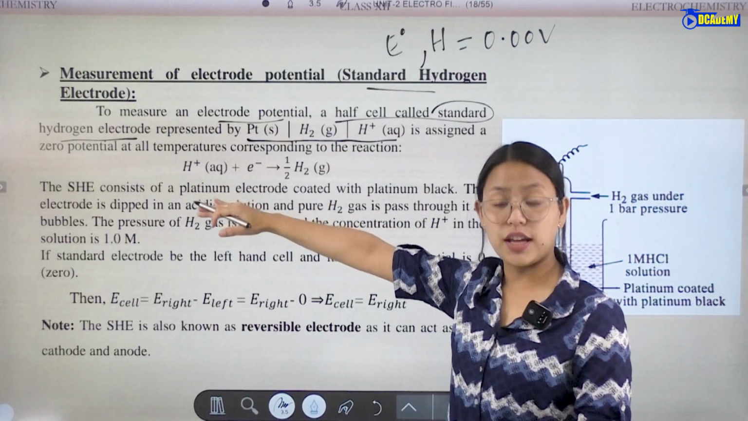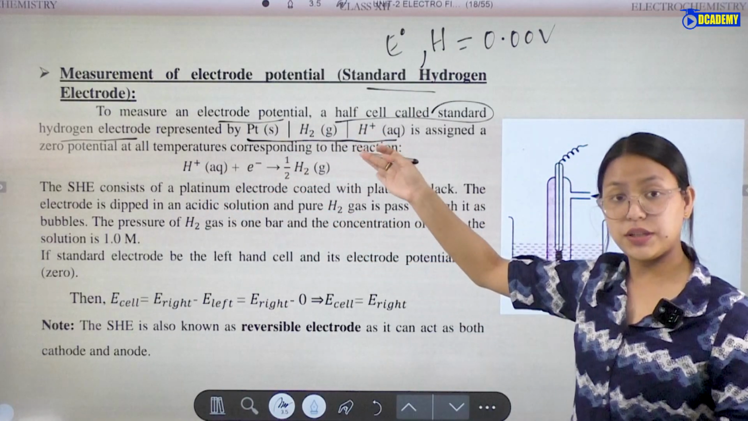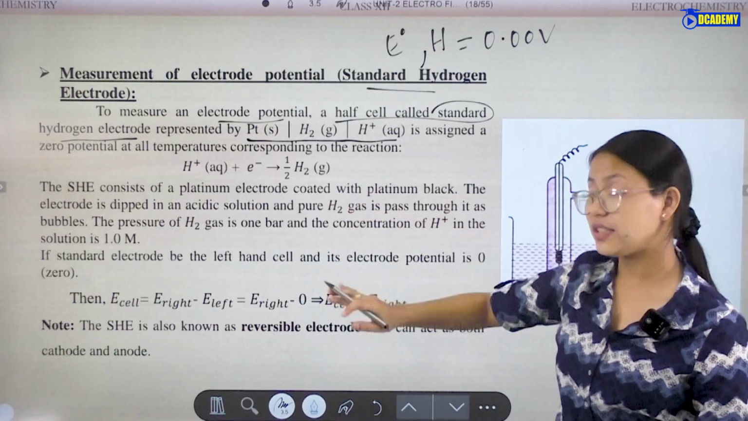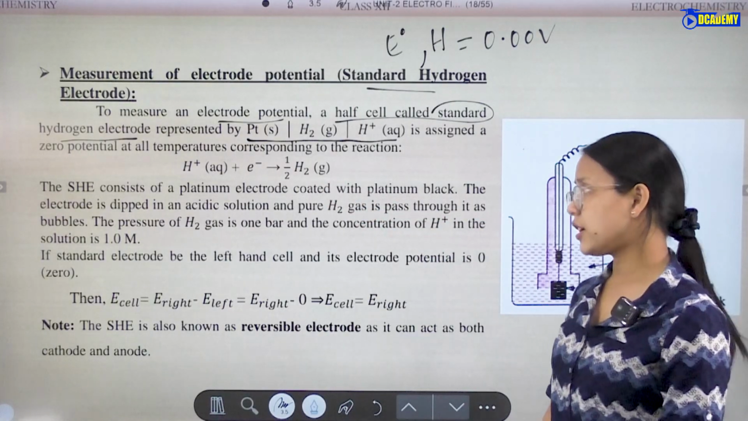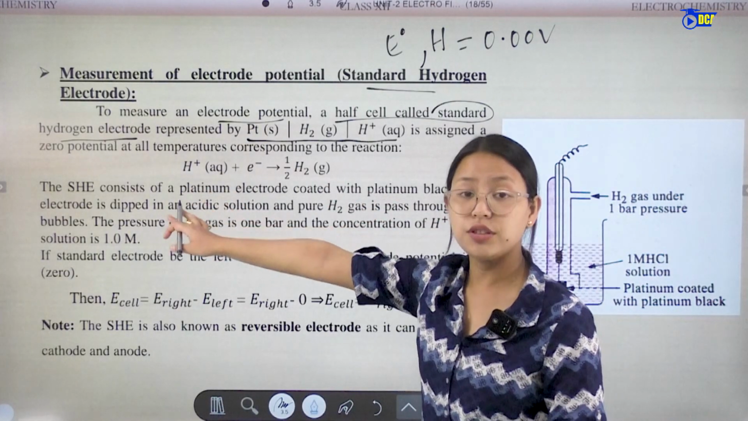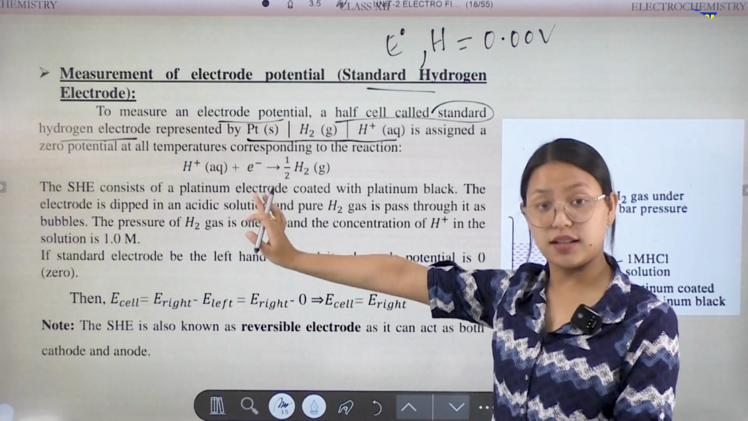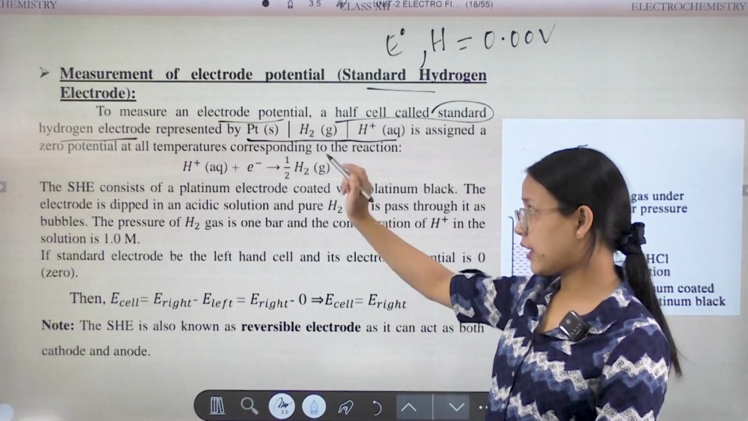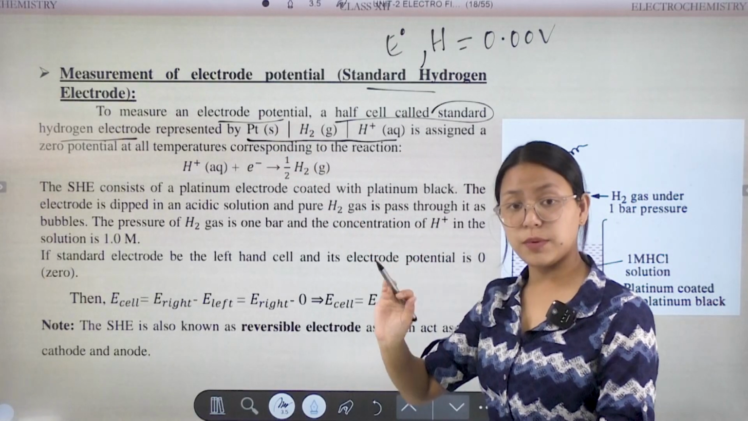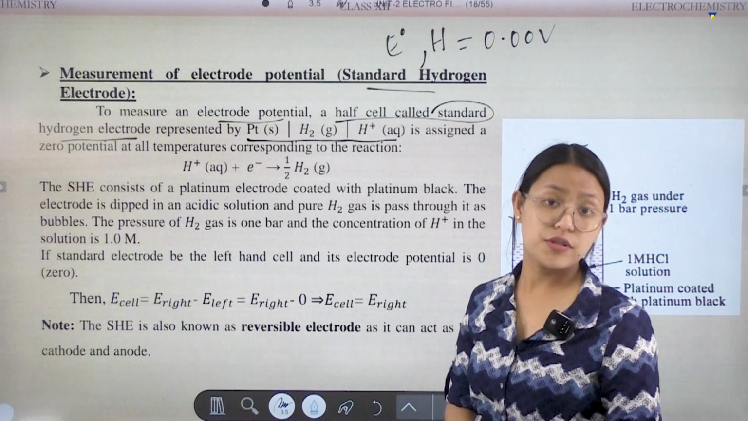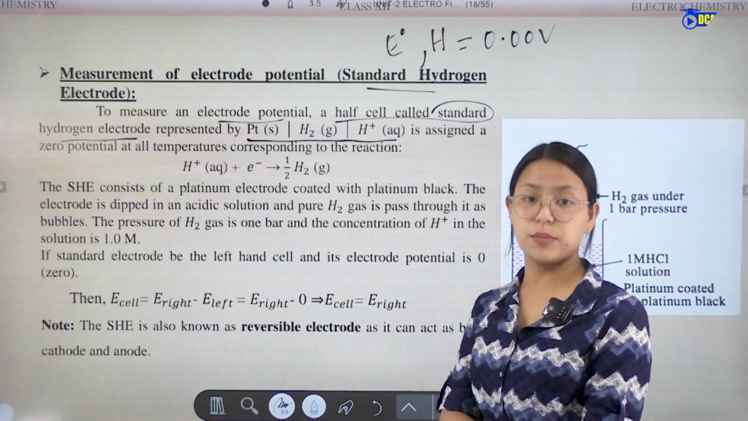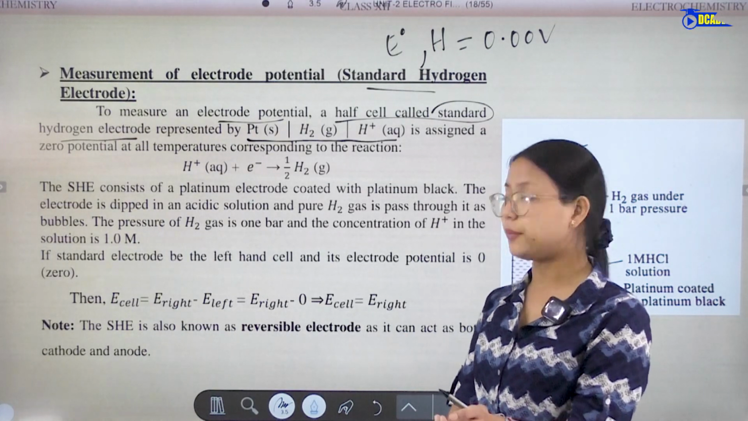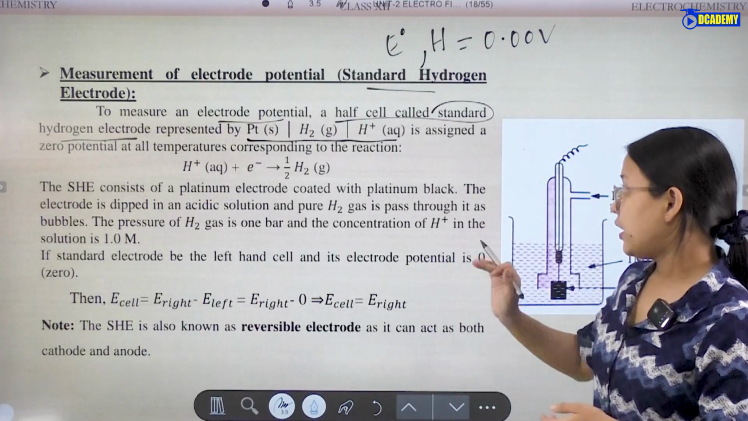This one is the reaction, from the previous cell representation, the cell reaction. So the cell reaction is only the reaction between the hydrogen and the hydrogen ion. This platinum is so stable that it is not participating in any kind of reaction. It acts as a catalyst.